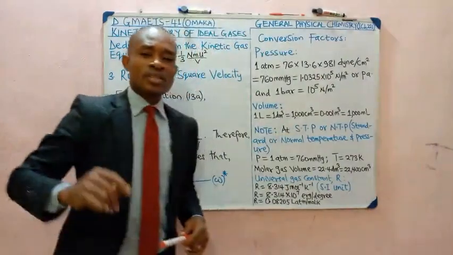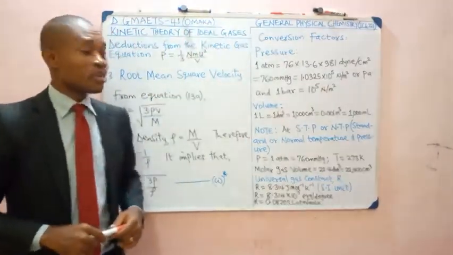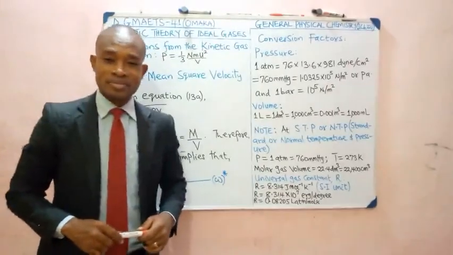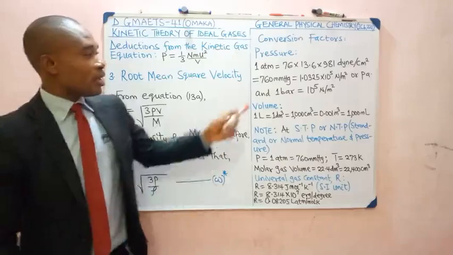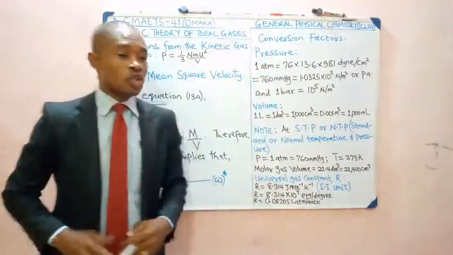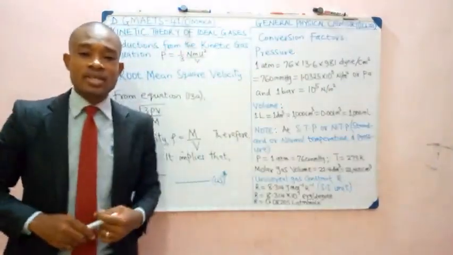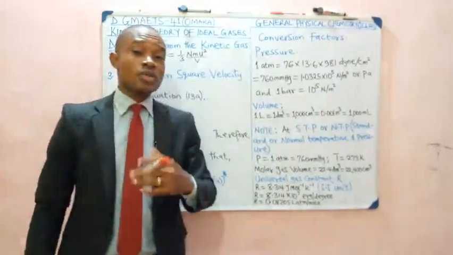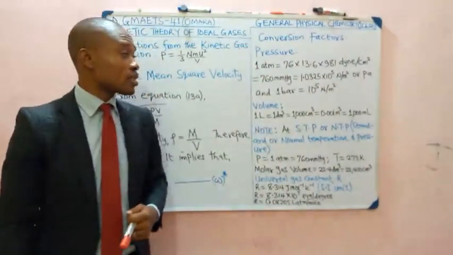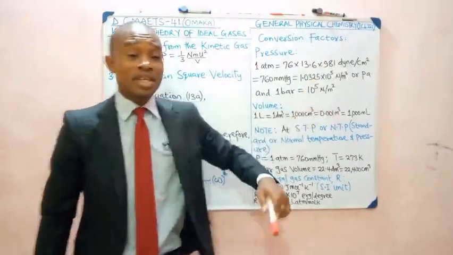We want to look at certain necessary conversions we need while dealing with general physical chemistry, especially in this aspect. One of them is the pressure conversion factor. Please, you should know this, very important. As much as you can memorize it, it will be wonderful. 1 atmosphere is equal to 76 times 13.6 times 981 dyne per square centimeter.